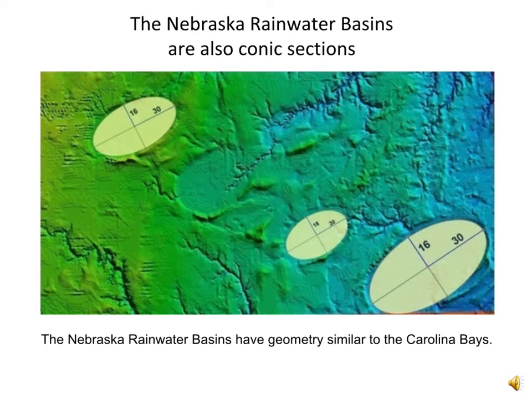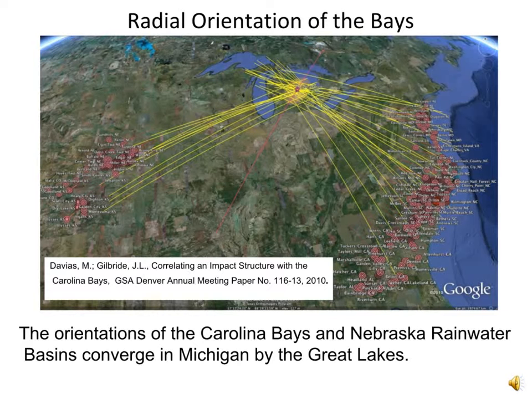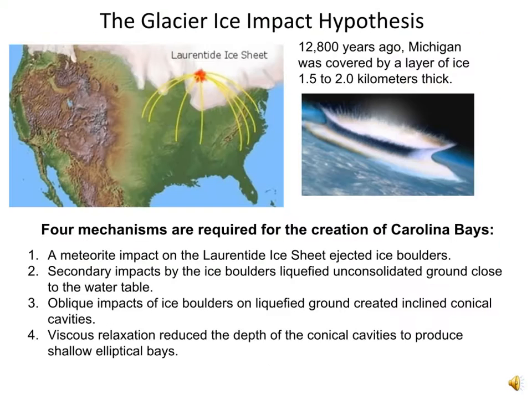by a common mechanism. In 2010, Davies and Gilbride used Google Earth to integrate hundreds of LiDAR images of Carolina Bays and Nebraska Rainwater Basins. Great circle trajectories, adjusted for the Coriolis effect, produced a convergence point in Michigan by the Great Lakes. Previous attempts by others to find the focal point had failed because they had used straight lines on flat maps and they had ignored the flight time of the projectiles.